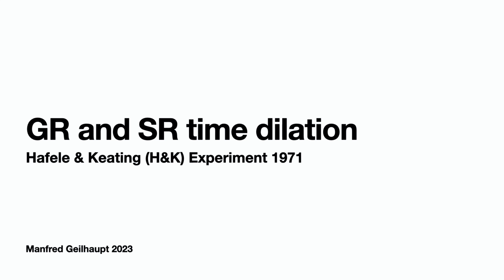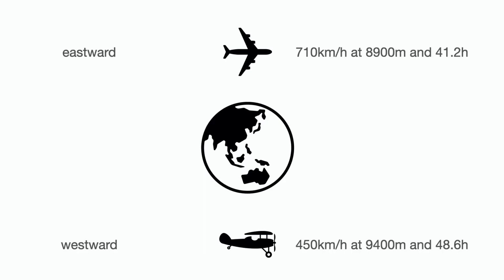Let's look into the details of the Hafele-Keating experiment from 1971. Hafele and Keating flew cesium atomic clocks around the world on commercial jet flights. One flight was eastward and the second one westward. When back, they compared the clocks with reference clocks left on the Earth's ground. The experiment proved again Einstein's time dilation predictions based on special relativity and general relativity.